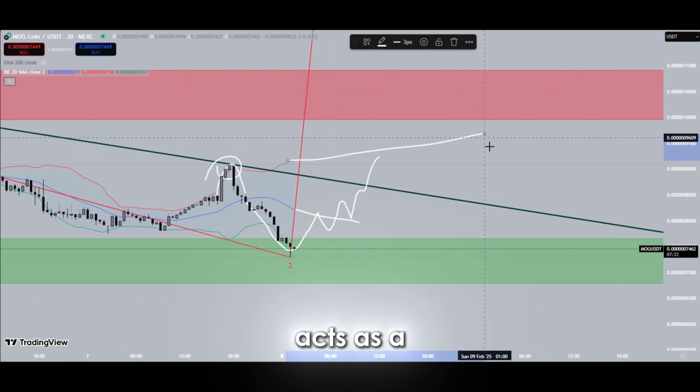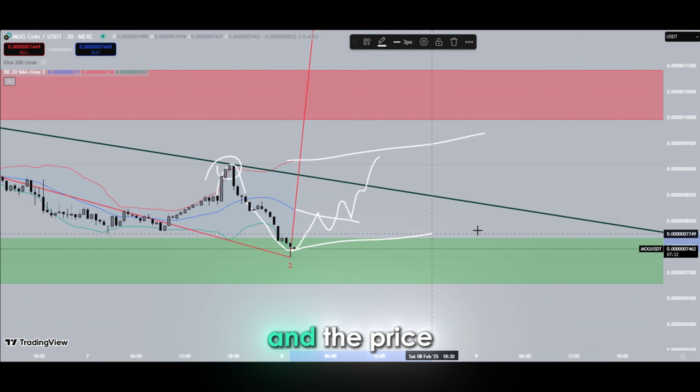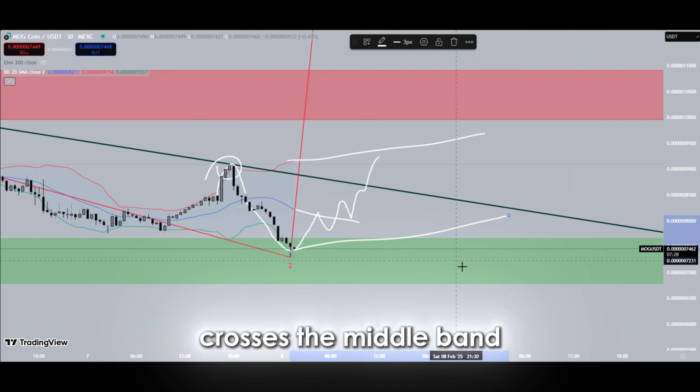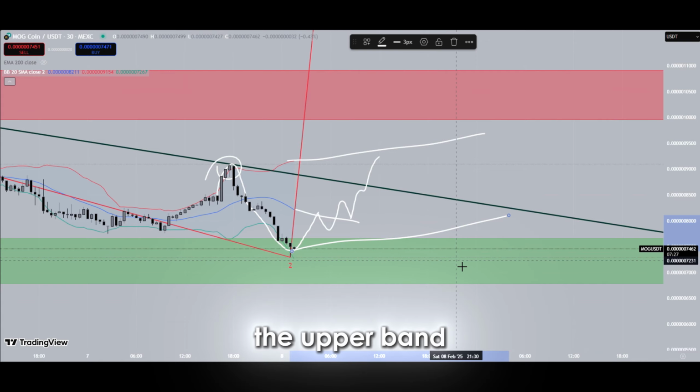The middle band acts as a dynamic support or resistance, and the price moving towards it can often be an indication that the trend is starting to change. When it crosses the middle band, its target becomes the upper band.